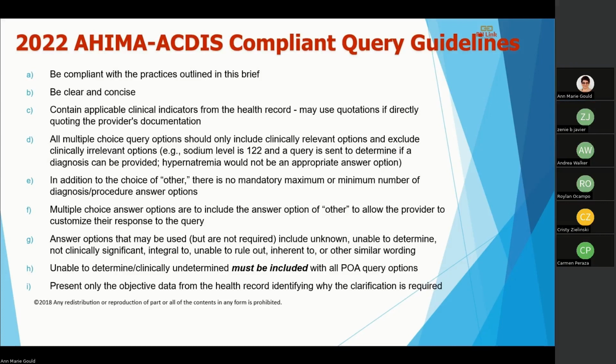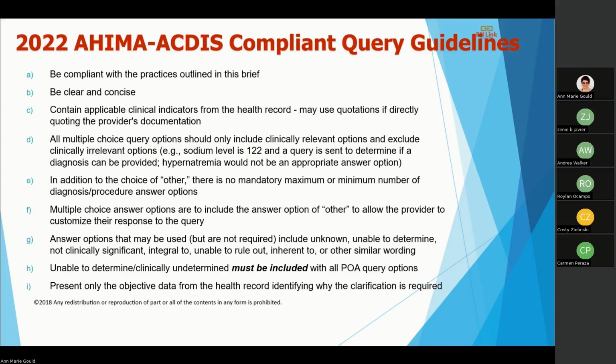Okay, the other compliant guidelines here: unable to determine or clinically undetermined must be included with all POA query options. So you do not have to add unable to determine, clinically undetermined into all your query choices, but they have to be included within your present on admission query option.